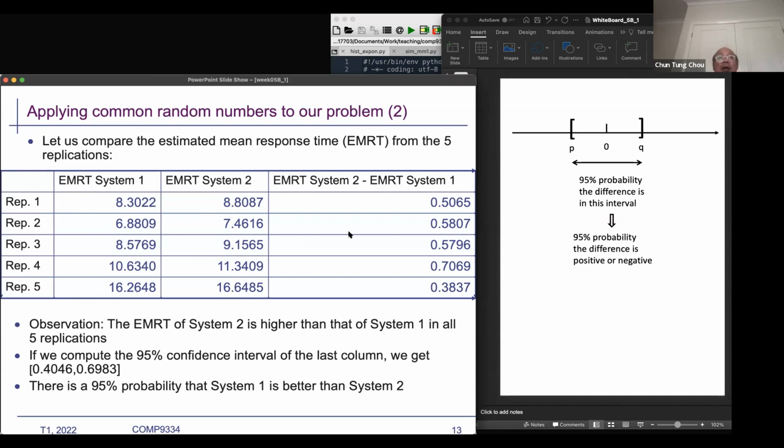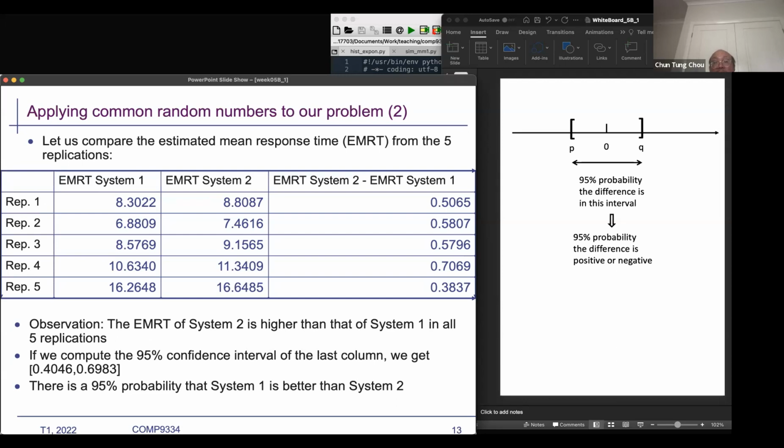Now, as we recall earlier, what we need to do is the subtraction. We subtract the estimated mean response time of system 1 from that of system 2. So if we do this subtraction, I calculate 8.8 minus 8.3, and I get 0.5 something. And I do these calculations for each replication.